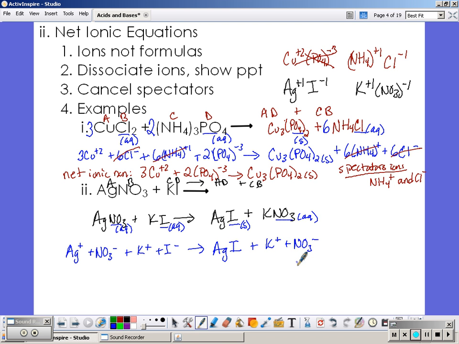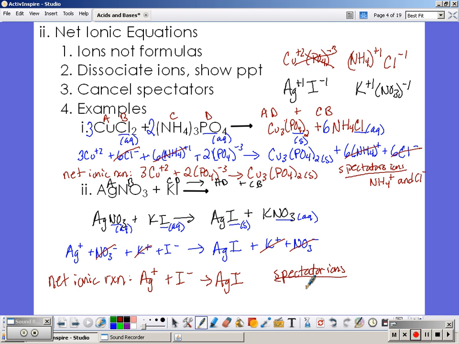So I can cancel out nitrate and potassium. So my net ionic equation, or net ionic reaction, is Ag plus I minus going to AgI solid. The spectator ions would be K plus and NO3 minus.